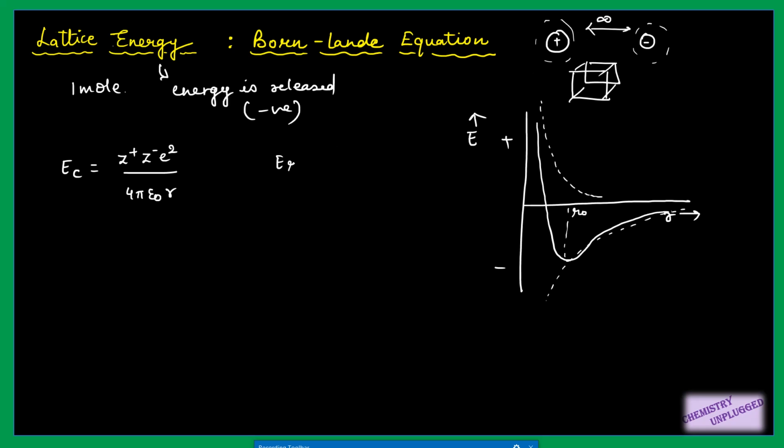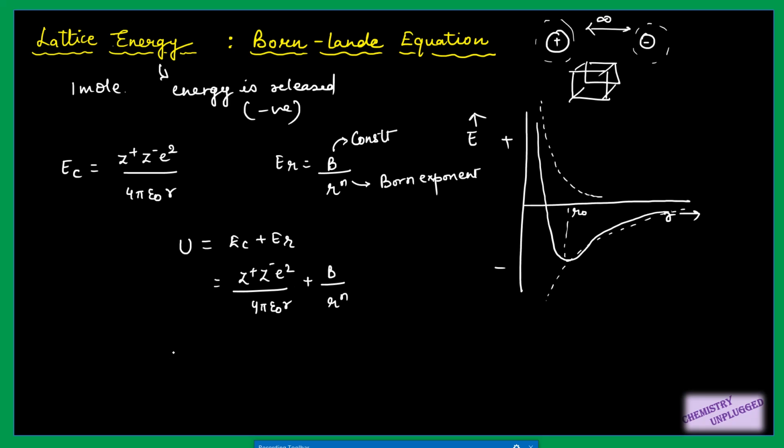And remember, this repulsive term is B upon r^n. This B is a constant and this n is the Born exponent. Its value will be given, or if it is not given, then I will tell you how to calculate it. The total energy is due to this Coulombic force of attraction energy and this repulsive energy, right? These two combine to give you the total lattice energy. Now one more thing, we are here only considering that we have only one pair of cation and anion.